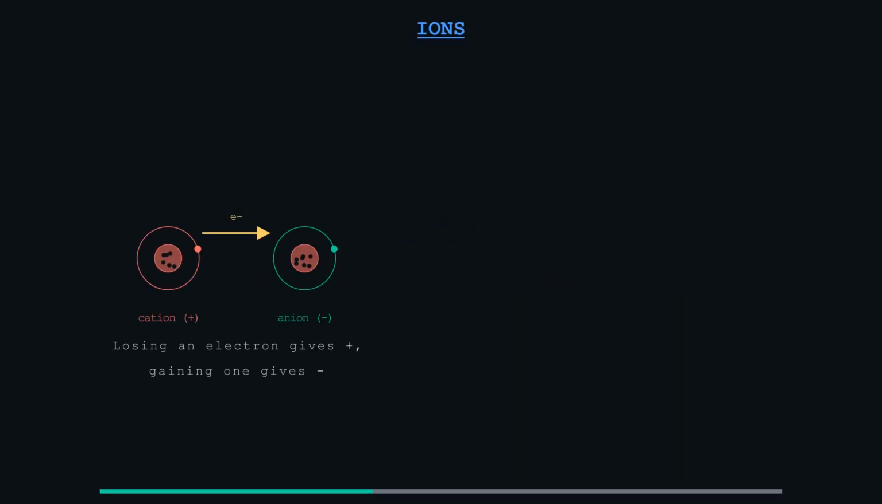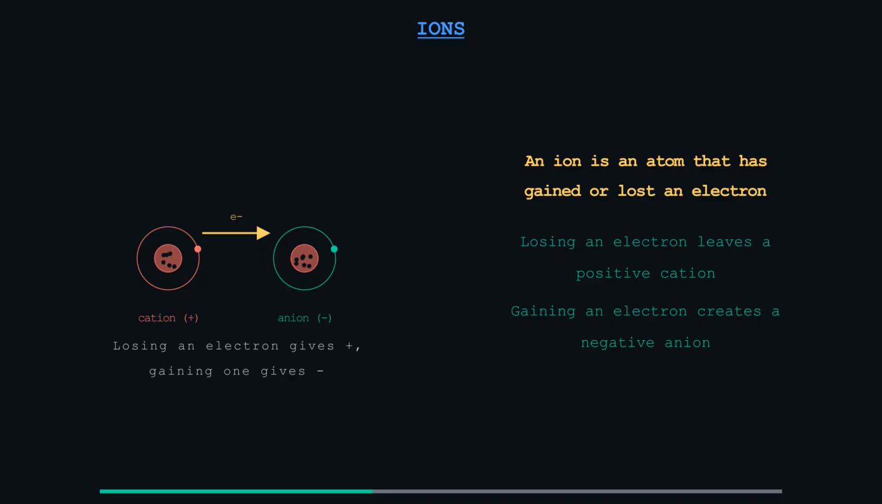When an atom gains or loses an electron, it becomes an ion. Losing an electron leaves the atom with more protons than electrons, giving it an overall positive charge called a cation. Gaining an electron gives the atom more electrons than protons, giving it an overall negative charge called an anion.